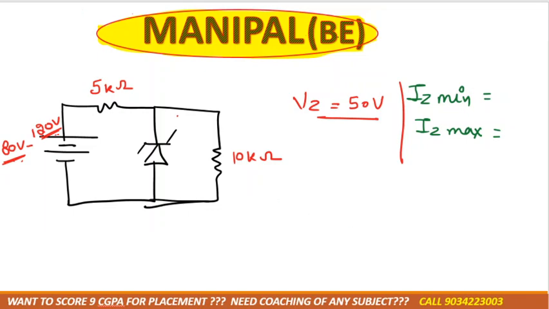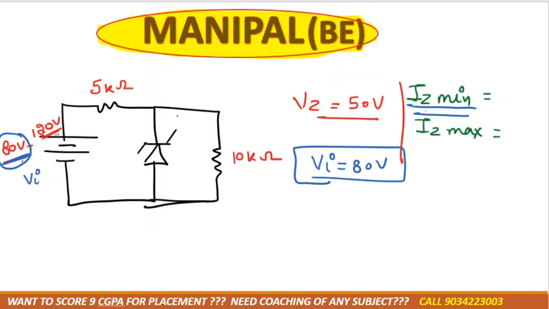Okay, now see in this question, they have given us the values. We need to calculate IZ minimum. If we take VS minimum or VI minimum, then we'll get the IZ minimum, right? So for now, we can consider the input voltage they have given as 80 volt, correct? For that we need to calculate IZ minimum.